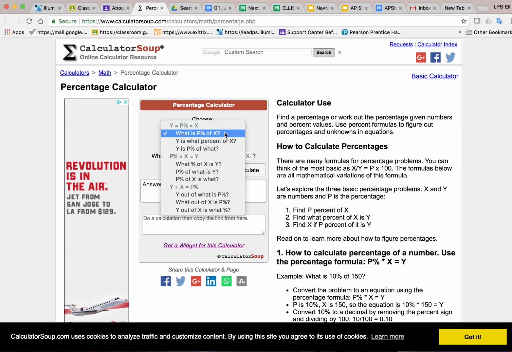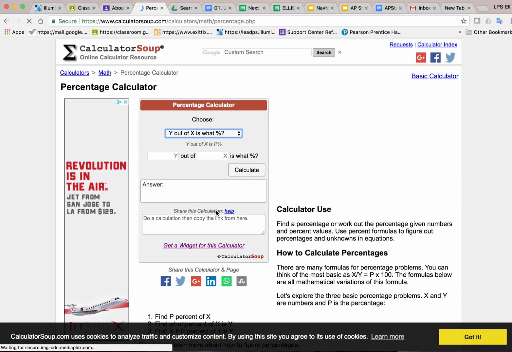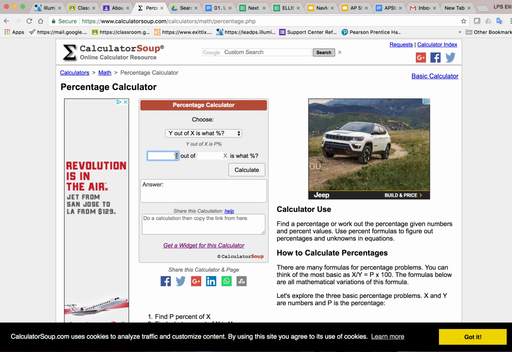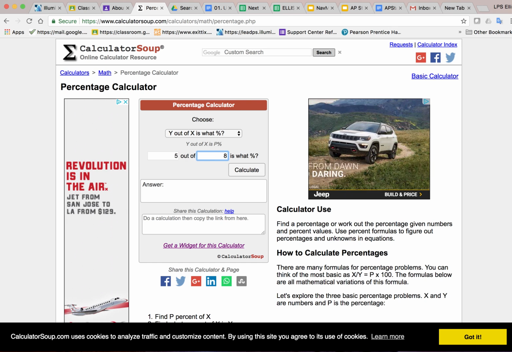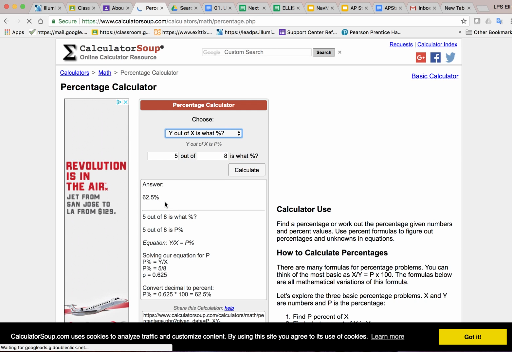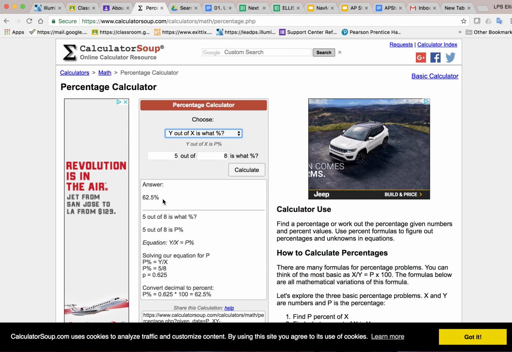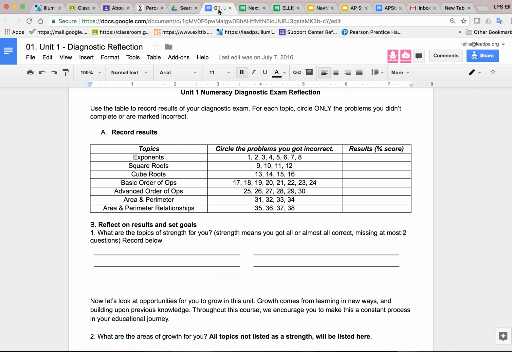And the one we want to choose is "y out of x is what percent," because we're looking for the percent. So go ahead and click on that. And remember in my example, I got 5 right out of 8, and then it's going to calculate the percent for me. So 62.5%. So I go back to my paper, and I'm going to write 62.5% here.